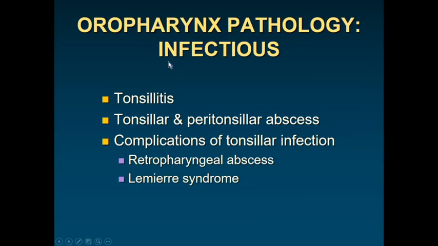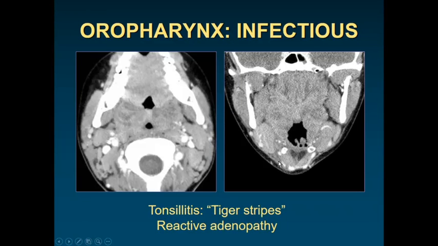So infectious etiologies are quite common. Tonsillitis is fairly common, and complications of that include tonsillar and peritonsillar abscesses. And of course, the important complication of retropharyngeal abscess and Lemierre syndrome, but in particular, retropharyngeal abscess requires surgical intervention, so important to recognize. Let's show a few examples.